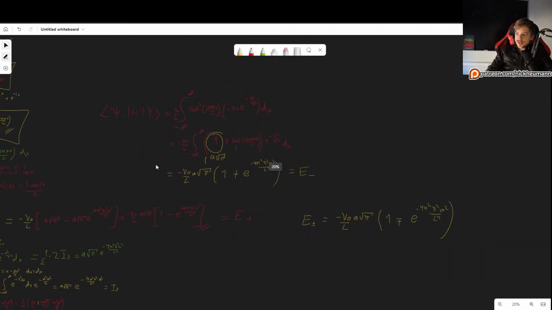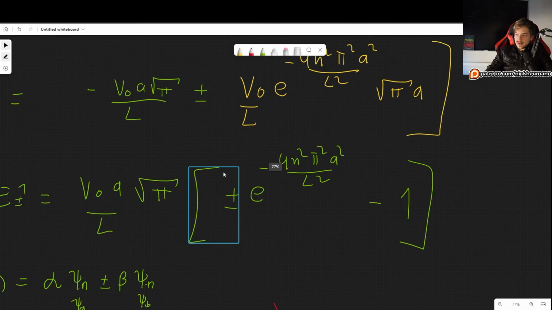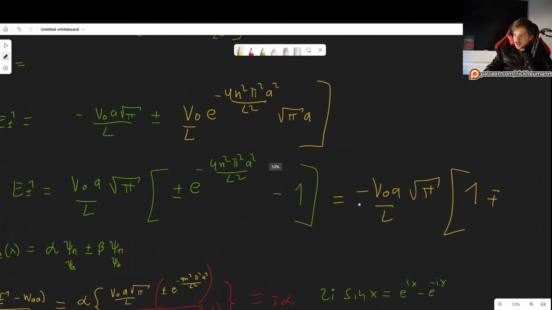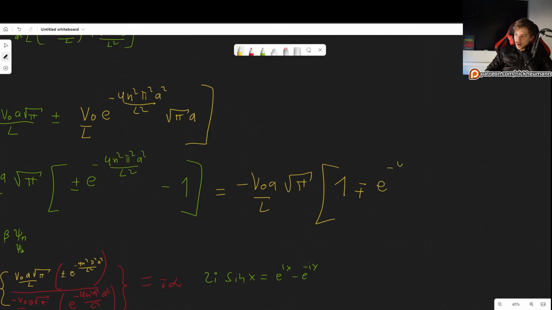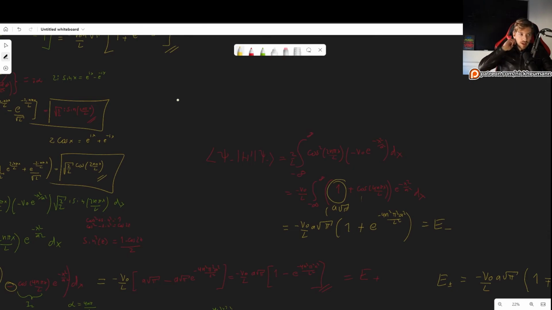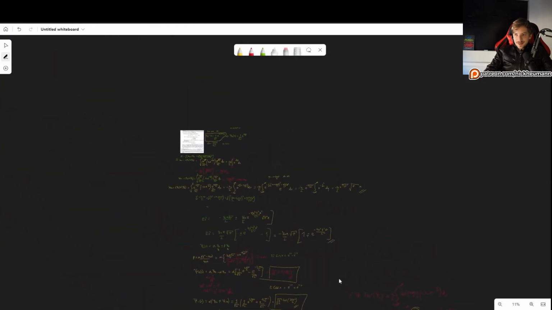And now let's compare this with our previous result. So our previous result is right here. Now it might look a little different, but if we factor out a minus sign, right, all we need to do is factor out a minus sign. So we get minus v0 a over L square root of pi, and then we get 1 minus plus the exponent. So you can see that we did indeed arrive at the exact same result, and that makes sense, of course, because we were dealing with the good states, right? So we were able to use the first order perturbation theory. So that is part C.